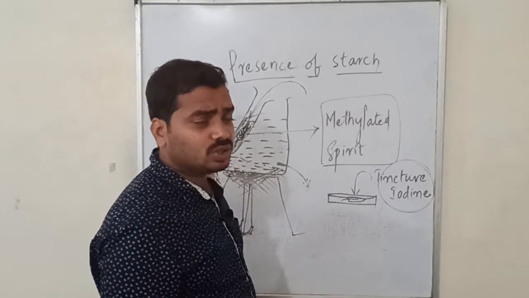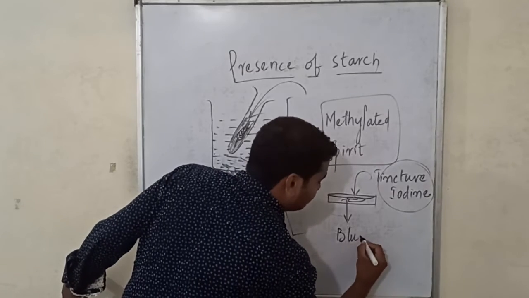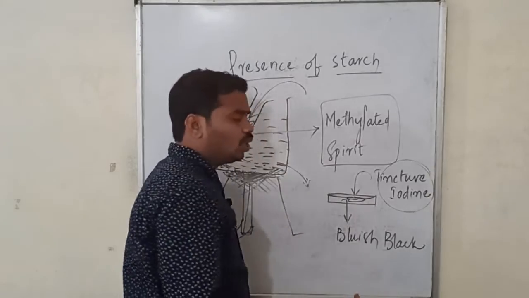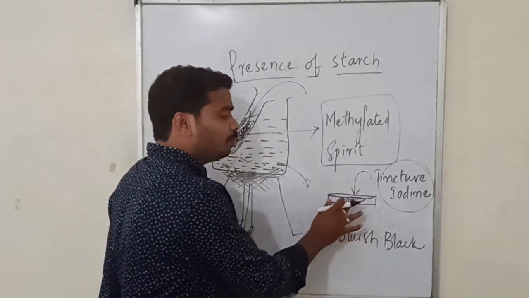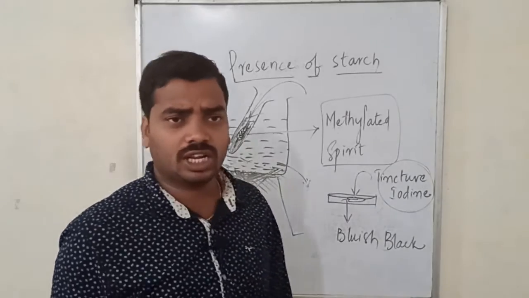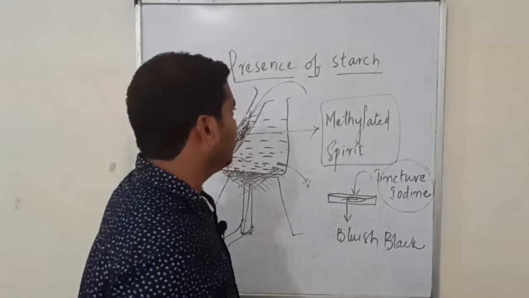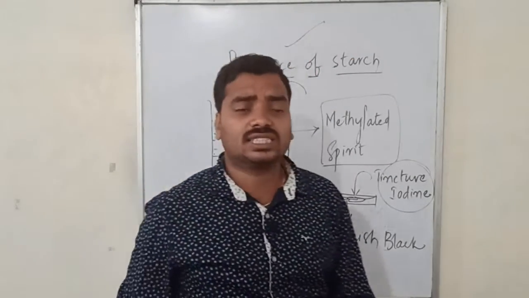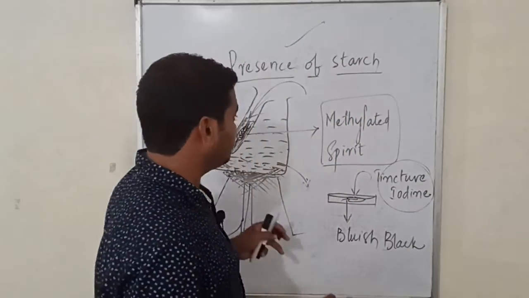what happens to that leaf? It turns into bluish black color, or dark blue color, you can say blackish blue or bluish black, whatever. So it turns into dark blue color. If the leaf turns dark blue, then it indicates presence of starch. Then you can say the starch is present within that leaf. So this is the activity.